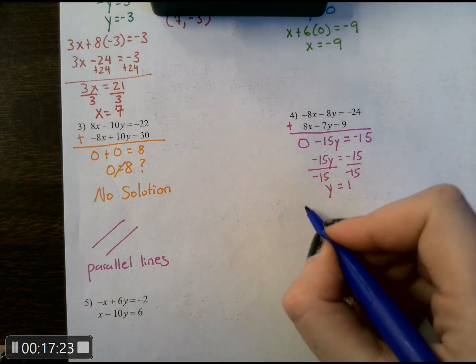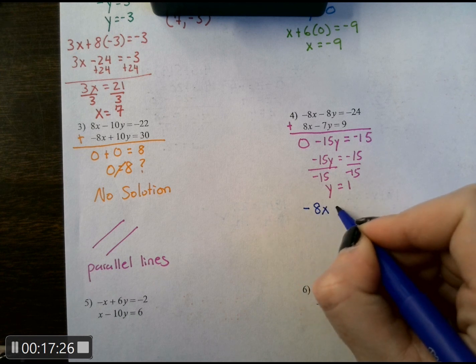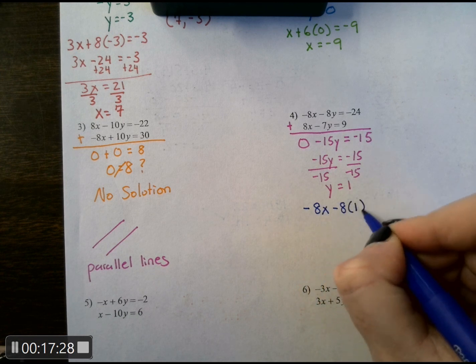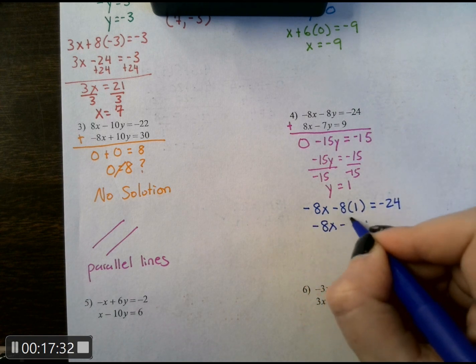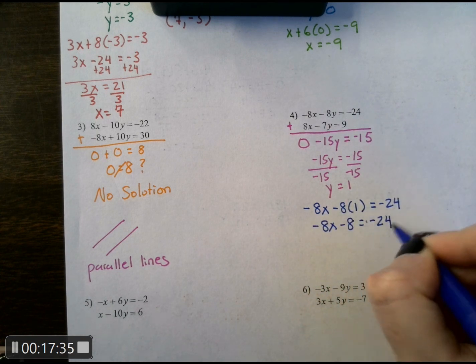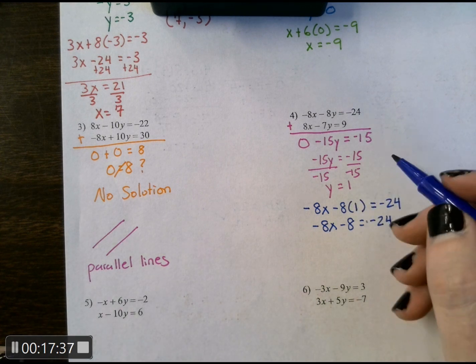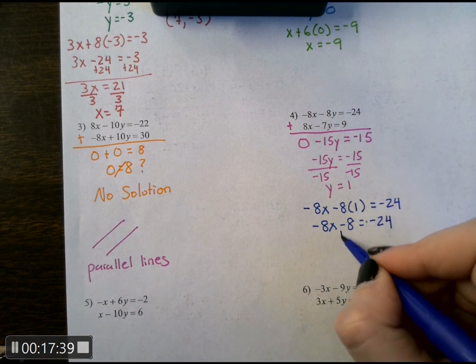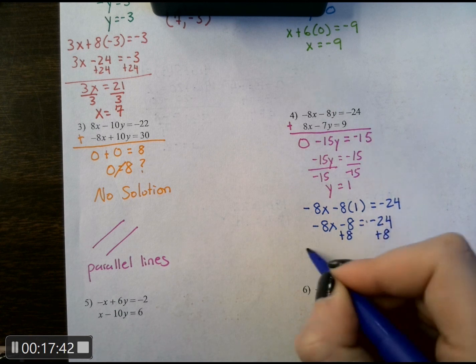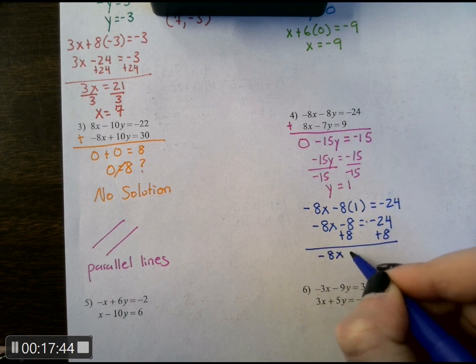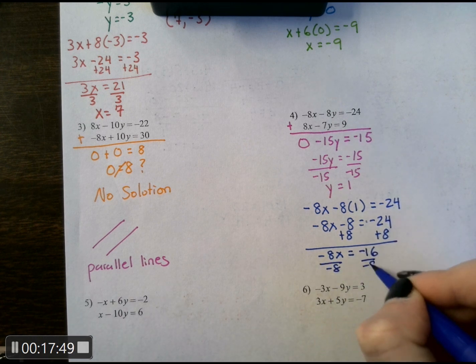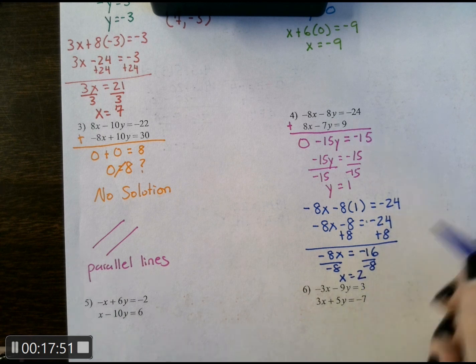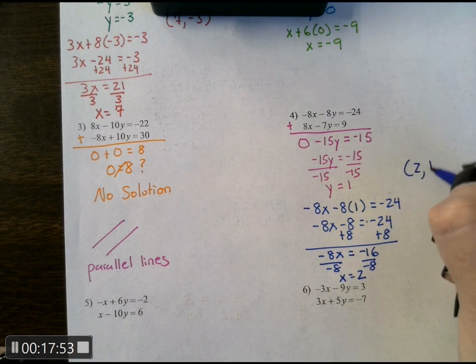Pick which one you want to substitute in. So -8x minus 8 times 1 equals -24. All I did was multiply -8 times 1 to get -8. Then we're going to add 8 to both sides. Get -8x equals -16. Divide by -8. So x equals +2. So our coordinate point is 2, 1.